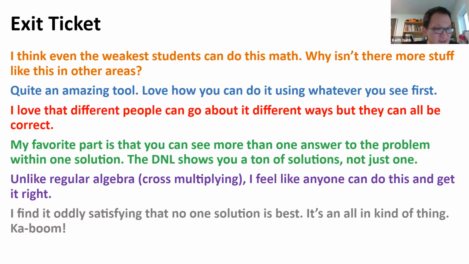I think my favorite one is the one I skipped over. It's the one in green, right? If you look at that one, my favorite part is that you can see more than one answer to the problem within one solution. And what I think the student meant here is not more than one answer necessarily, but you can see relationships, right? So if you think of the COLA problem, you set up that proportion, you cross multiply, you get the answer, right? You get the 7.5 ounces, but you see no relationships at all.